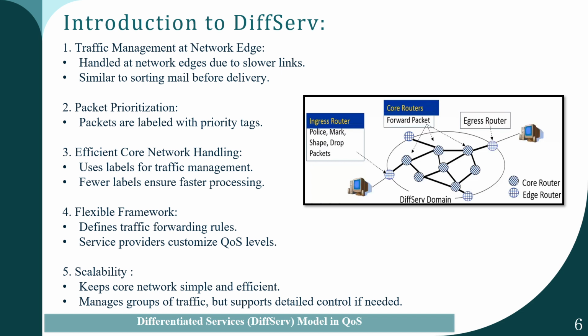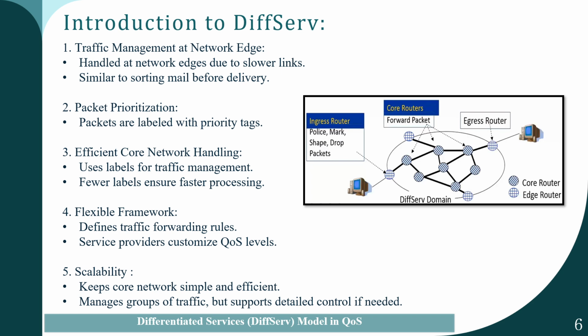Then we will go to the introduction to DiffServ. The first one is traffic management at the network edge. Handling at the network edge is due to the slower links, similar to sorting mail before delivery. Second, packet prioritization. Packets are labeled with prioritized tags. Third, efficient core network handling. Use labels for traffic management. Fewer labels ensure fast processing.